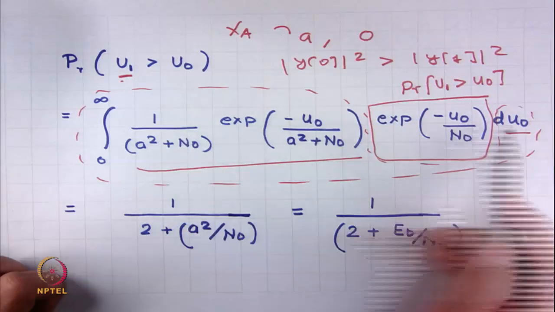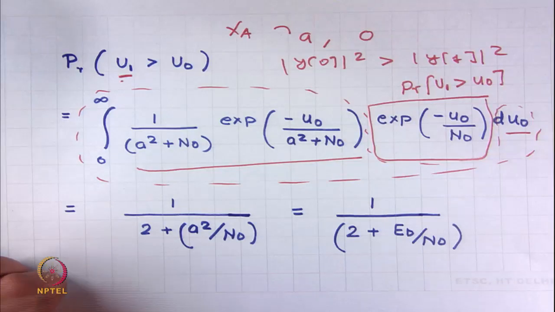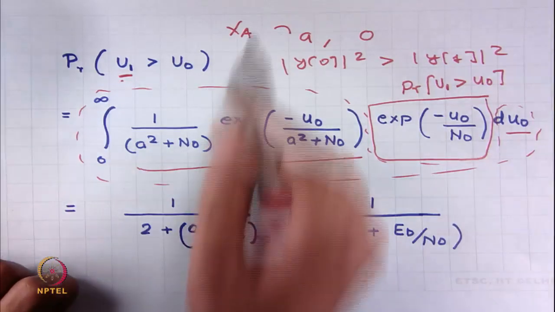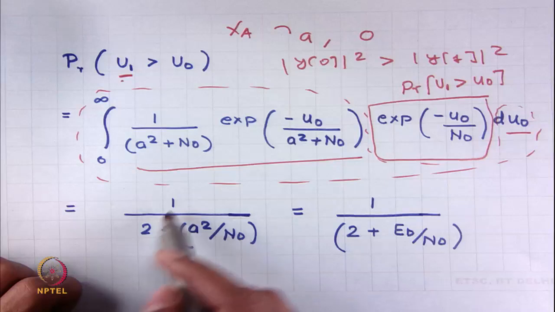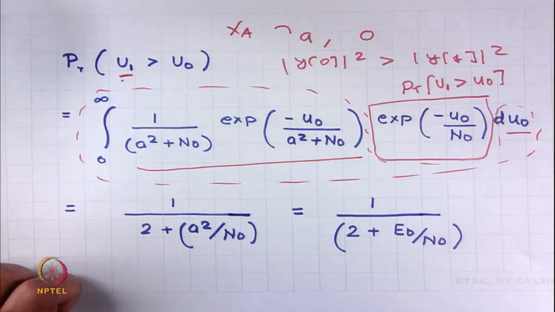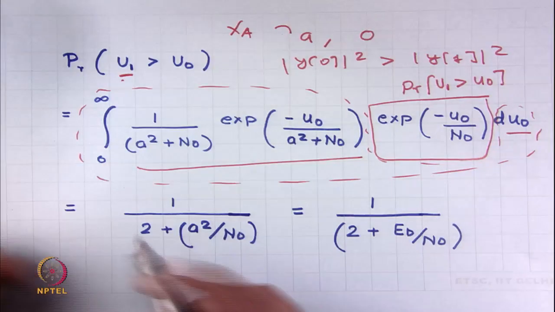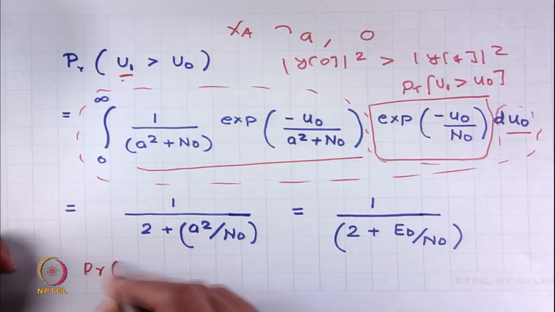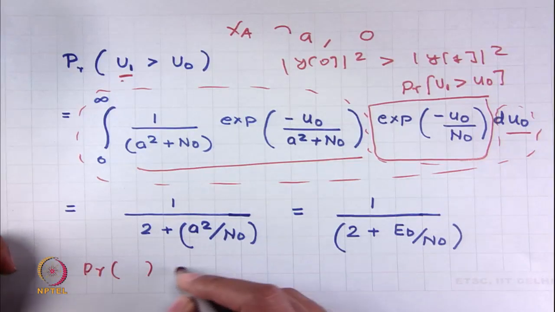Now, we can integrate this up and we get that the probability of error when x is transmitted is simply 1 divided by 2 plus a square by n naught, and a square by n naught is also the SNR. Similarly, we can find that the probability of error when x p is transmitted is also the same.